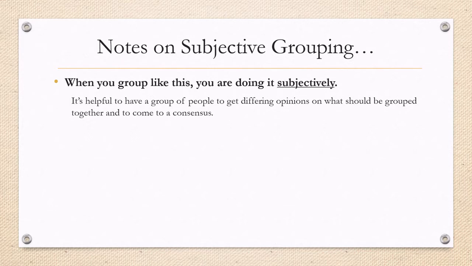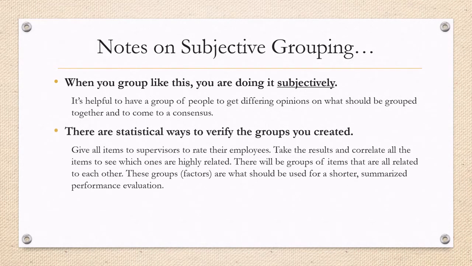Additionally, there are statistical ways to verify the groups you've created. To do this, you give all items to supervisors to rate their employees. So in this case, all 114 items. You take the results from those evaluations and you correlate all the items to see which ones are highly related. There will be groups of items that are all related to each other.